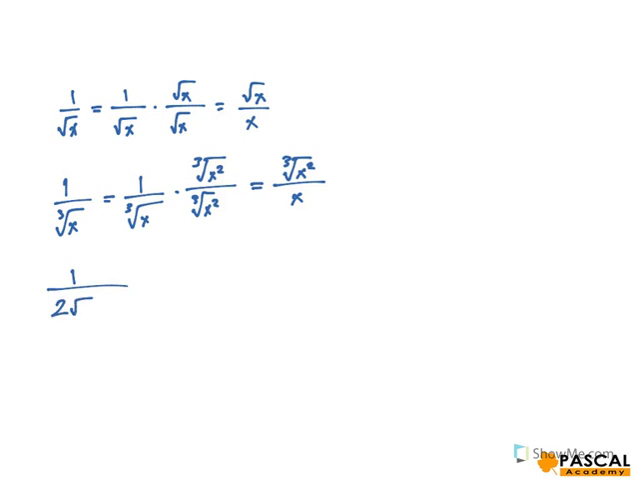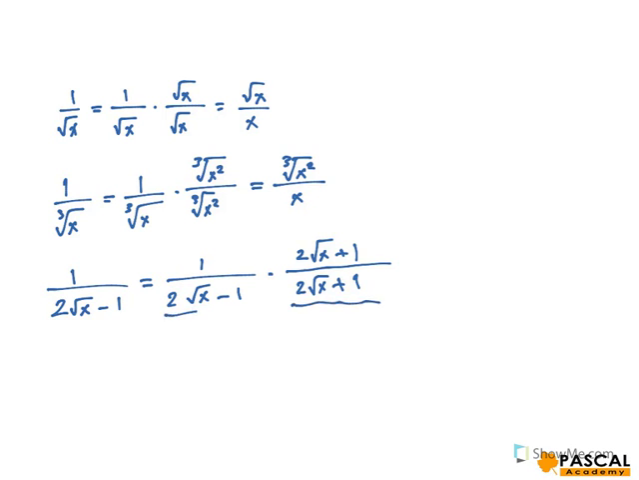1 over 2 root x minus 1. We multiply it by 1. 1 in this case is 2 root x plus 1 divided by 2 root x plus 1. 2 root x plus 1 is called the conjugate of 2 root x minus 1. Basically, we multiply the numerator and the denominator by the conjugate of the denominator. 2 root x minus 1 times 2 root x plus 1, as a difference of squares, can be written as 4x minus 1. The numerator is 2 root x plus 1.